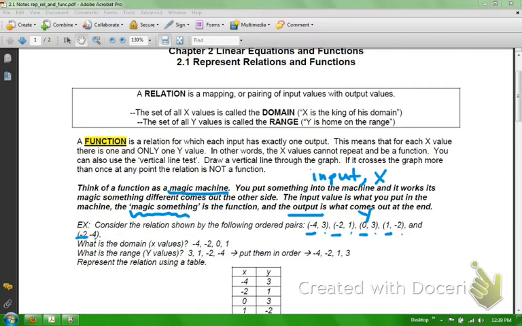Now, to see if it is a function, look at your values and remember the x values cannot repeat. And if you want to make a note of that for yourself to help you remember, the x's cannot repeat. So let's look at our x values. What do we have? -4, -2, 0, 1, and -2. Do the x's repeat? They do. -2 is available twice.